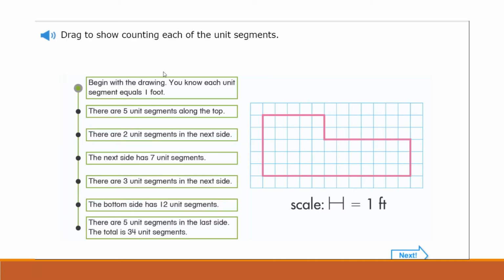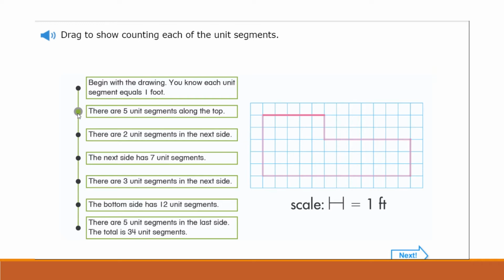Okay, so remember that perimeter is the distance around a figure, all the way around. So there's steps here. It says begin with the drawing. You know each unit segment equals 1 foot. From here to here, 1 foot, 2 feet, 3 feet, 4 feet, 5 feet. Oh, I see. They're actually starting with counting the unit segments along the top. So the first step, there we go. There are 5 unit segments along the top. So 1, 2, 3, 4, 5.